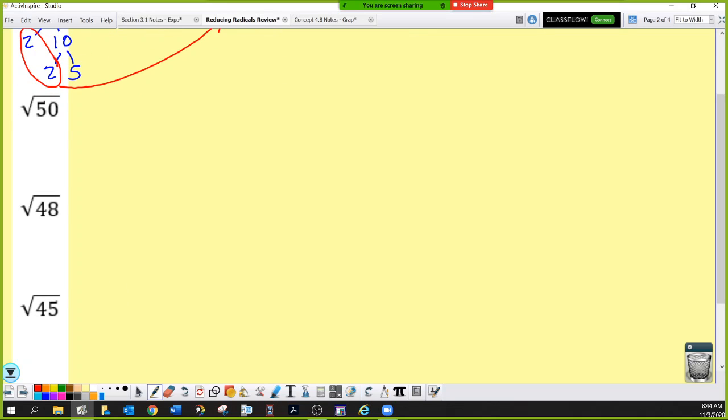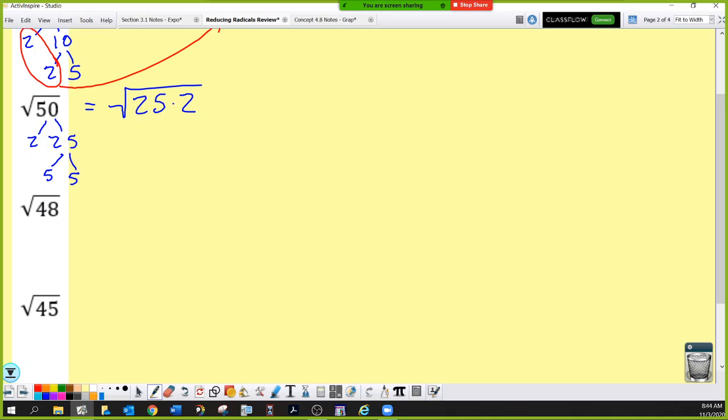So 50, the Algebra 1 method. 2 times 25, and 25 is 5 times 5, and we're going to hunt for pairs of numbers. The Algebra 2 method, the educated way of doing it, is to ask yourself, what's the biggest perfect square I can divide 50 by? 25. And you ask yourself, how many times does 25 go in? It goes in twice.